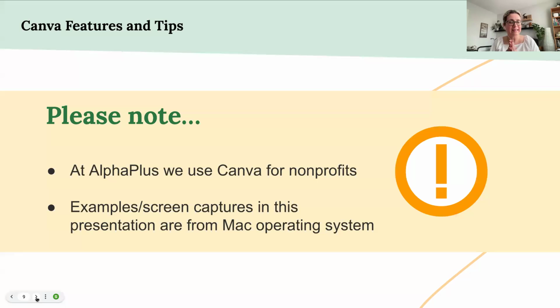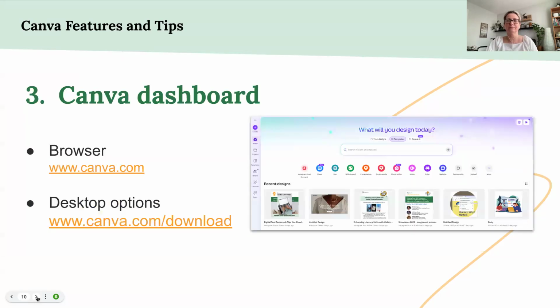Now, I just want to highlight that as we are going through the presentation and I'm showing you different things, at AlphaPlus, we are using Canva Pro, which is the nonprofit account. So you will see me using features that you may not have in a free account. And also the examples and screen captures I'm using are from a Mac device, so it may be slightly different than what you will see in Windows.